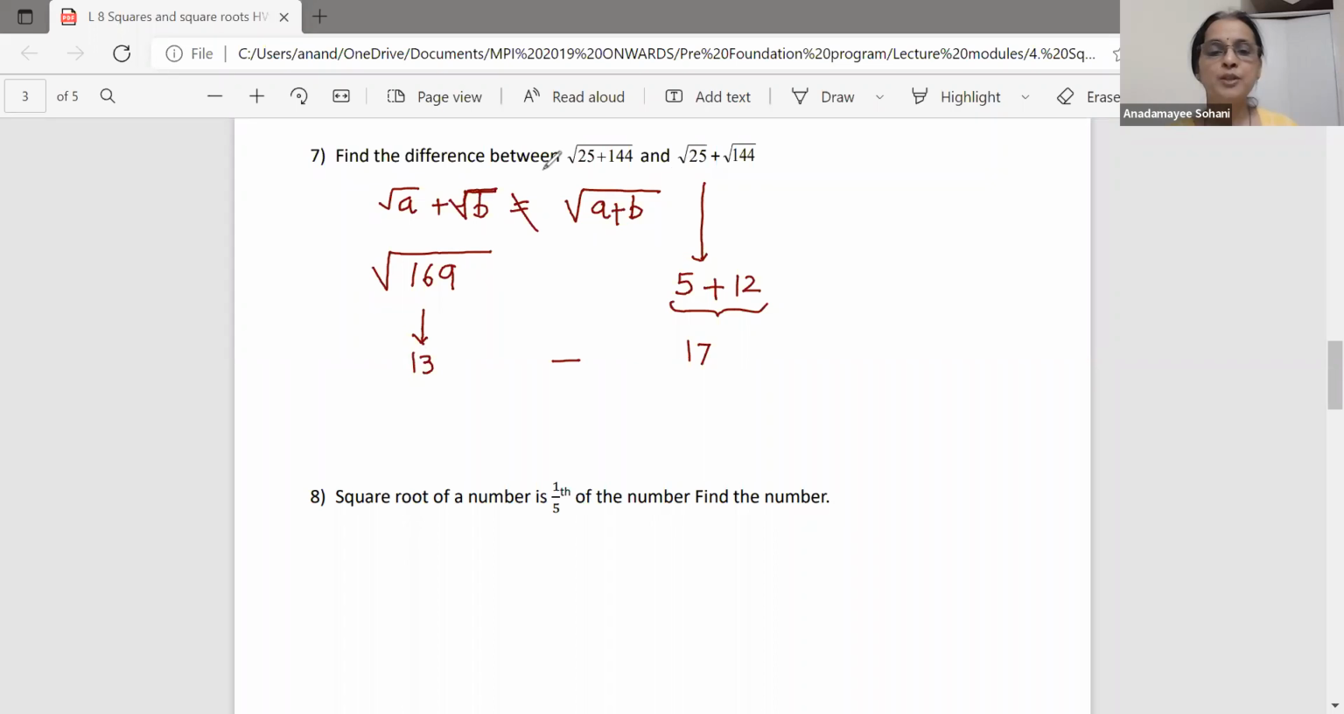Again, once again, I'll bring your attention to what is asked over here. They are not asking 13. They are not asking 17. They are not asking 169, 5, 12. They are asking the difference in these two values. So our answer is 4. If it is an MCQ or if it is a 0099 type exam, we will just look at 4. So be very careful about what is asked and enter what is asked.